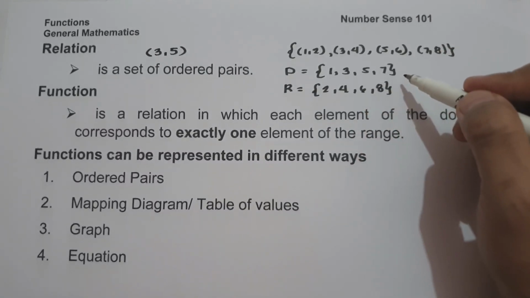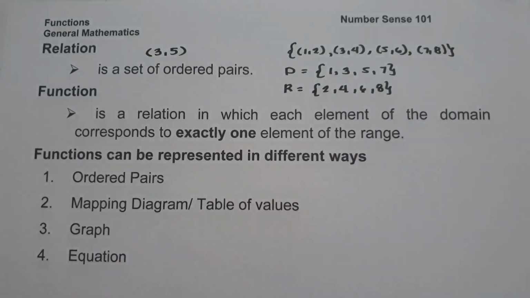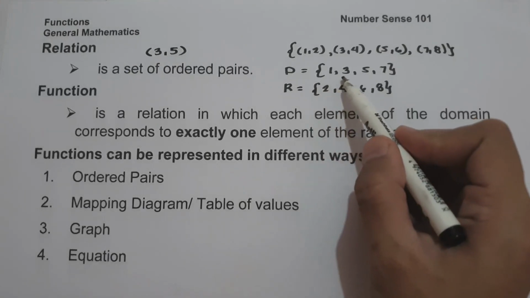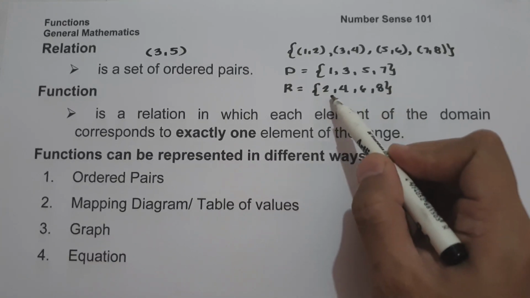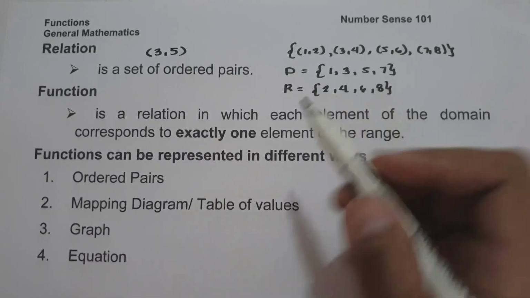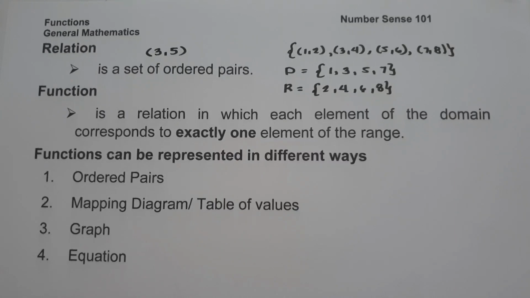So this type of relation is an example of a function. And when we say function, it's a relation in which each element of the domain corresponds to exactly one element of the range. As you can see in the given example, the domain 1, 3, 5, 7 corresponds to exactly one element of the range, that is 2, 4, 6, and 8. And a function can be represented in different ways. We can represent functions in ordered pairs, mapping diagram or table of values, graphs, or equation. So these are the basic concepts that you need to remember in order for us to understand what functions are.